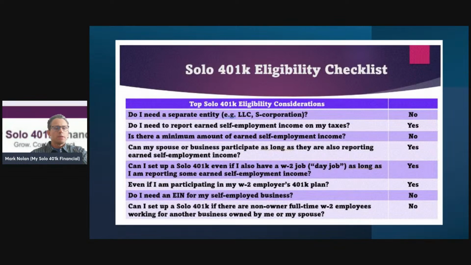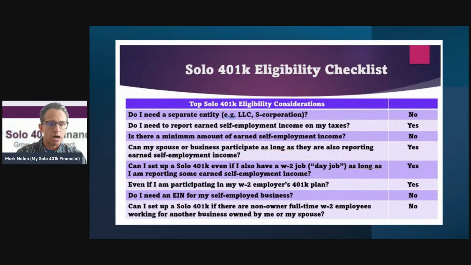Of course, not everybody qualifies for a self-directed 401k, but those that do qualify will want to take a look at our self-directed 401k eligibility list. For instance, it does not need to be a formal entity like an LLC in order to have a self-employed business that would qualify to open a self-directed 401k. As a matter of fact, many of our clients are Schedule C clients or Schedule F clients.